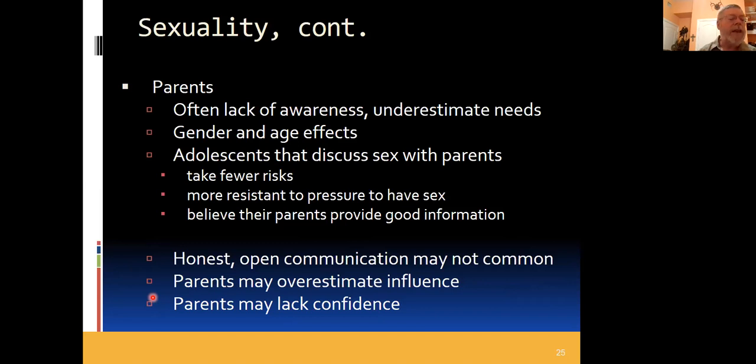Also, if parents begin that process early on, they can also instill values regarding sexual behavior at a point where the child can internalize them before other people have greater influence on them. So my suggestion, parents do this as an ongoing process as the child matures, and that eliminates that uncomfortable big conversation.